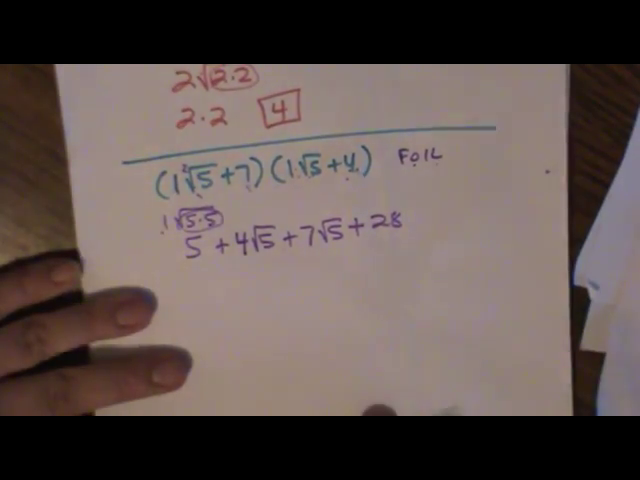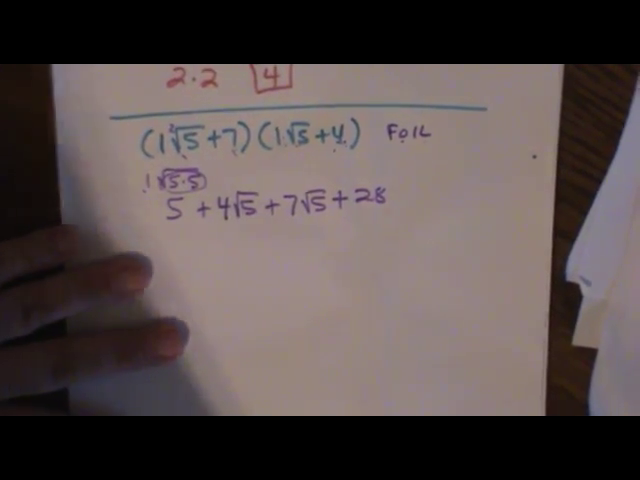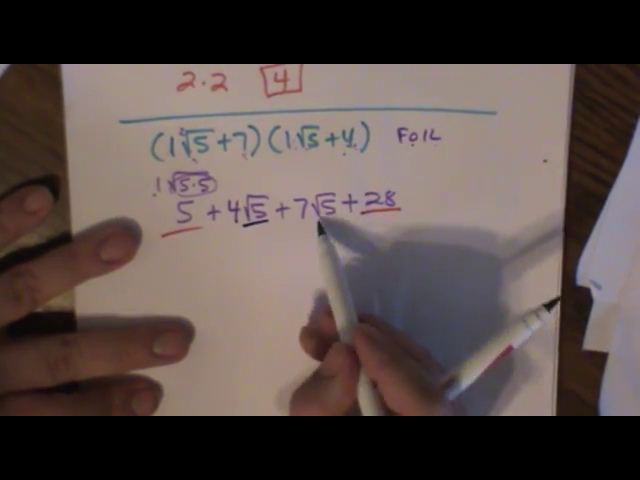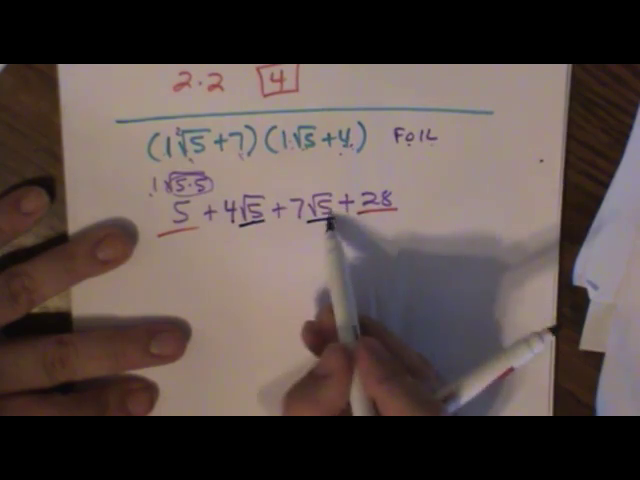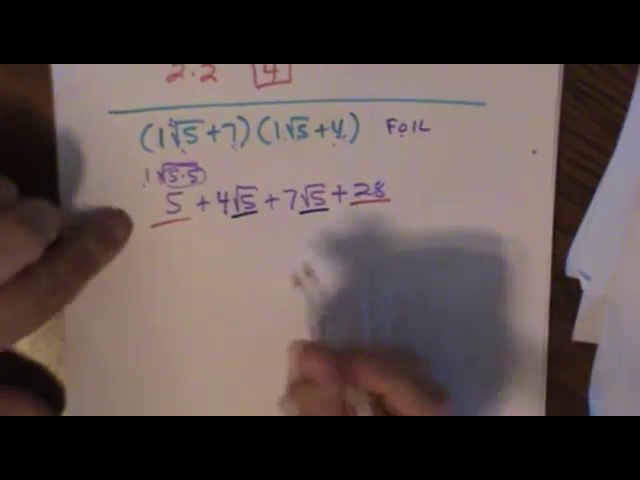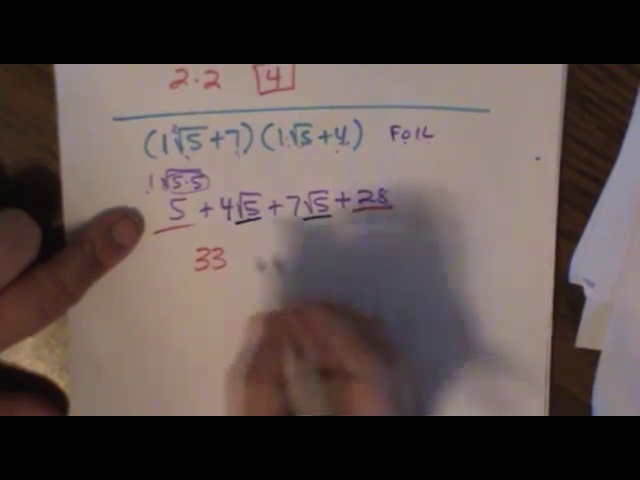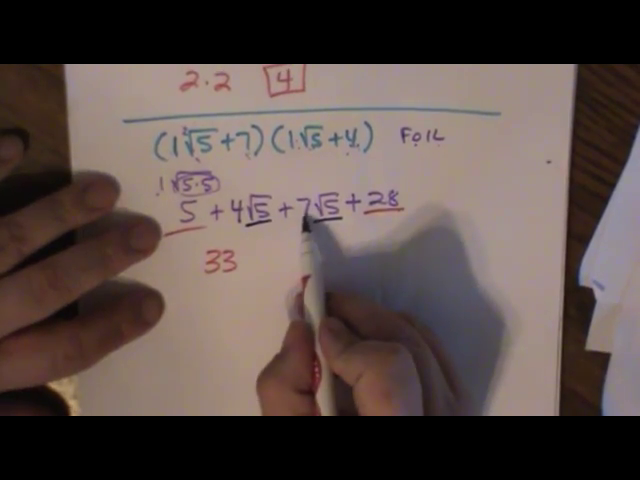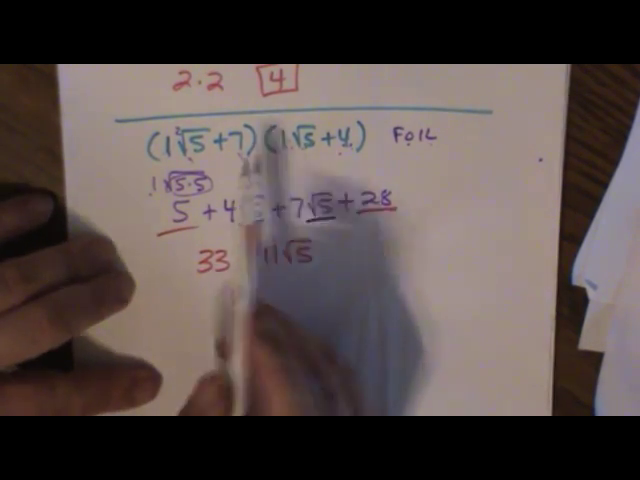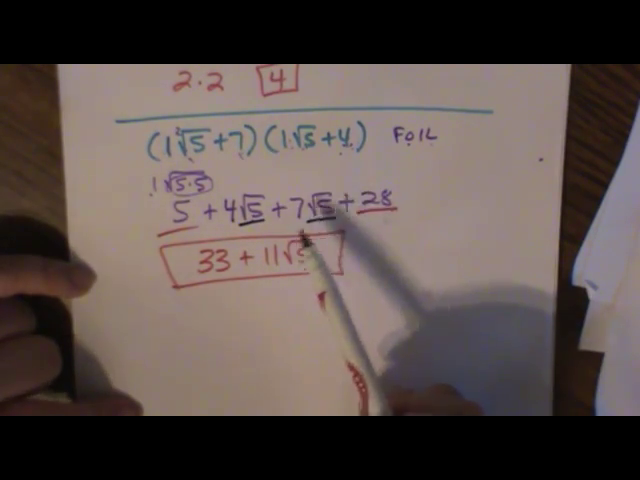Now again, we're looking for like terms. We actually have 2 different terms in this one. We have our whole numbers, and then we have our like terms because they have the same radicand inside and the same index. These are like terms and those are like terms. So we have 28 plus 5, that is 33. And then 7 plus 4 is 11 square root of 5. And that's our answer.